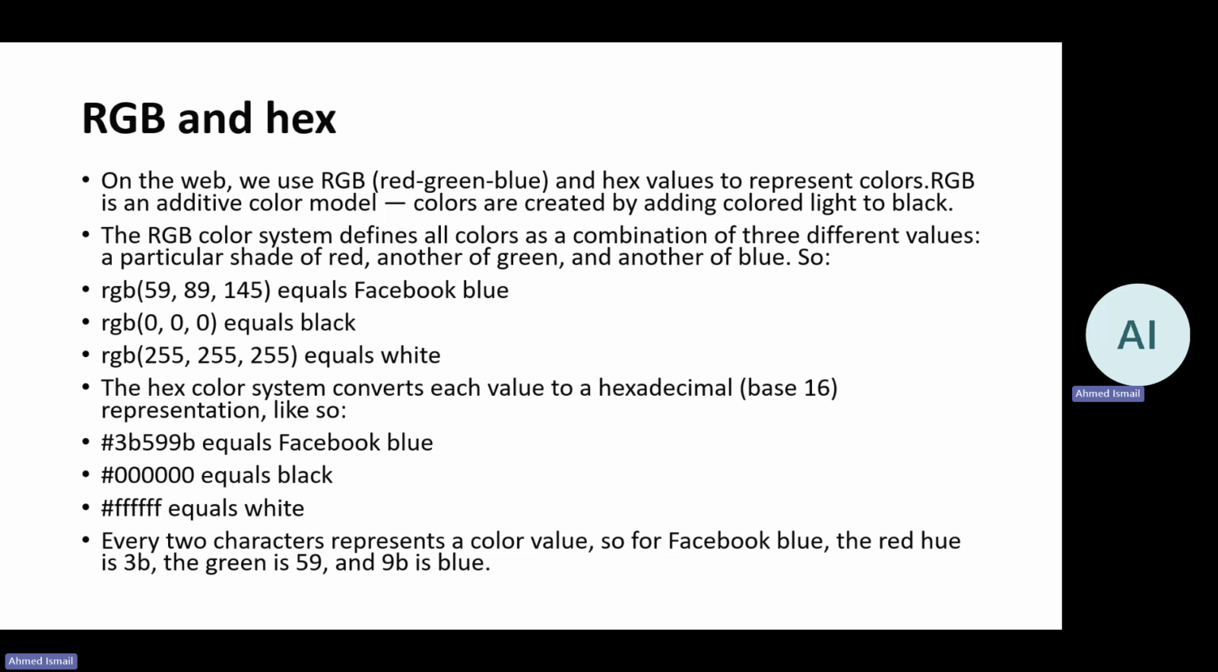Every two characters represent a color value. So for Facebook blue, the red hue is 3B. These are the two characters; the first two characters represent the red. So 3B is red, 59 is the green, and 9B is the blue. So every two characters represent a color value. For Facebook blue, the red hue, hue meaning color, is 3B, the green is 59, and 9B is blue.